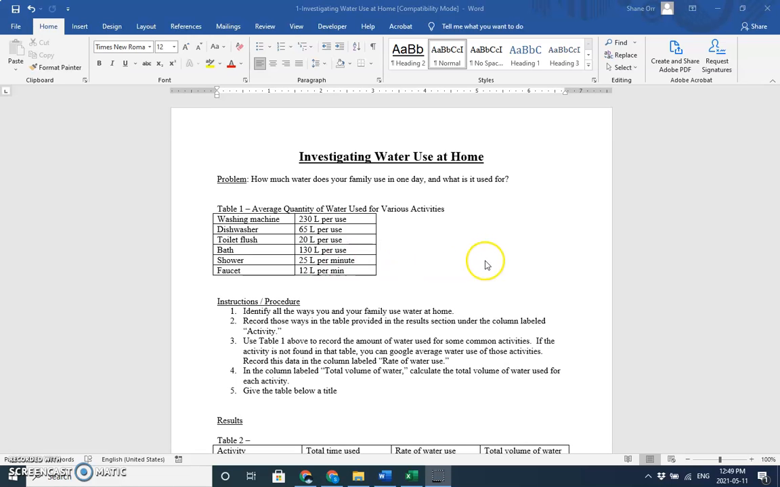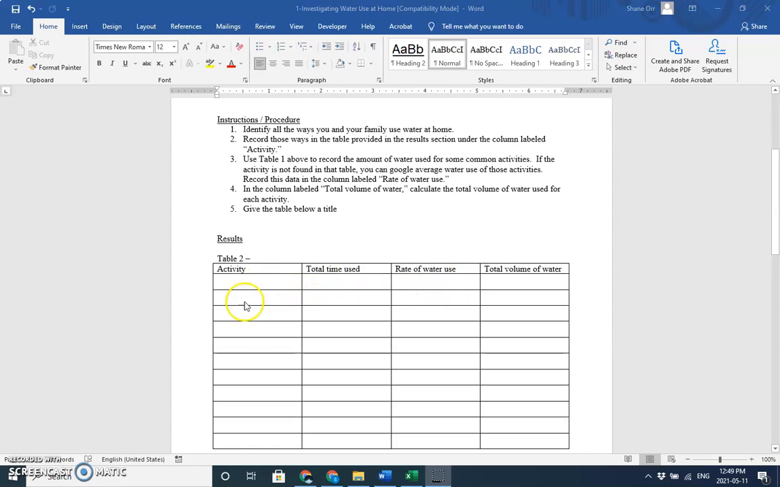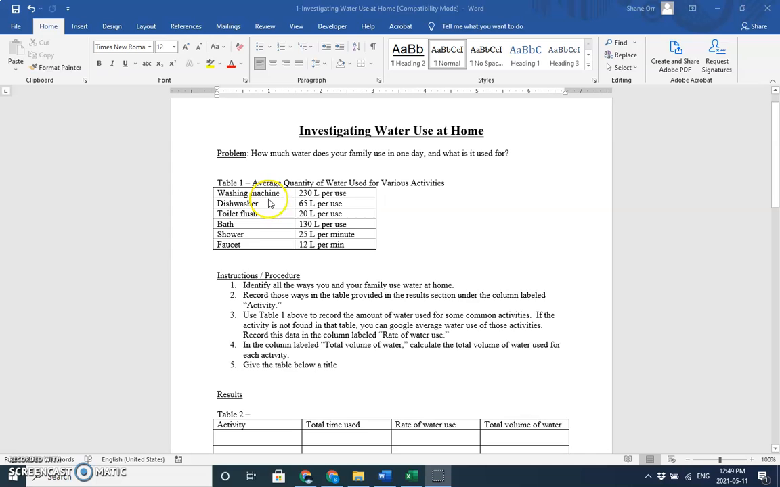So a little bit of calculations that you're going to need to do here in order to fill this table out. But the instructions are all written down here below in terms of what you need to do. And this table really is the key in filling out this assignment and being able to do what the conclusion of the assignment is asking you to do. So essentially what this says here is you need to identify all the ways that your family uses water at home. Now this table right here is not a complete list of all the ways that you would use water at home. So you might have other activities at home that don't show up on this table.